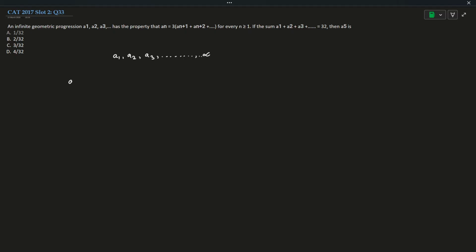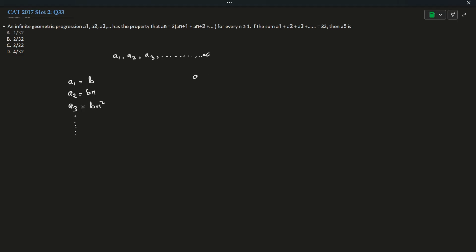This is a geometric progression, so I can write a1 is equal to, let's say, b. What will be a2? a2 is equal to b times r. What is r, guys? r is the common ratio of the infinite geometric progression. So this will be b r square, and it will go on like this.